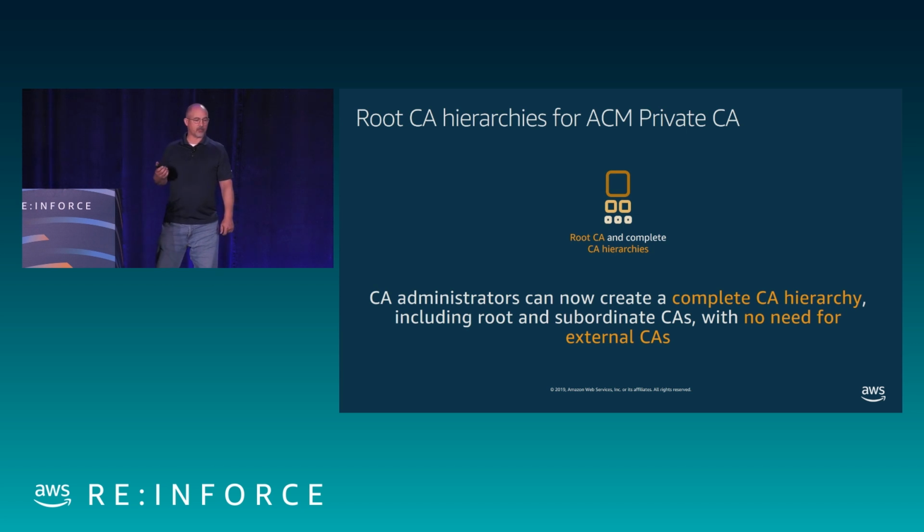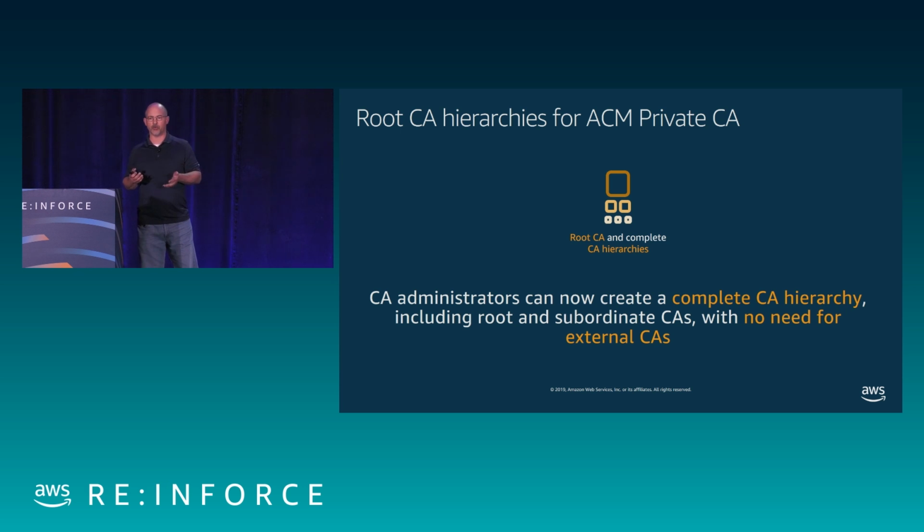So as of last week, last Thursday, we launched a new feature of ACM Private CA, and we announced it publicly for the first time yesterday at the keynote here at Inforce. And that feature is root CA hierarchies for ACM Private CA. So previously, ACM Private CA acted as a subordinate CA that chained up to an external root CA. And you had to maintain that root CA or intermediate CA infrastructure, but we provided the subordinates. Now with root CA hierarchies, you can create a complete CA hierarchy, including the root and subordinate CAs with no need for external CAs. So we support the entire hierarchy from root to intermediate to subordinate issuing CAs.